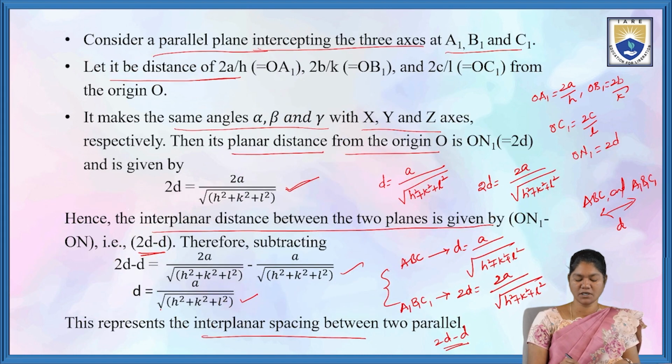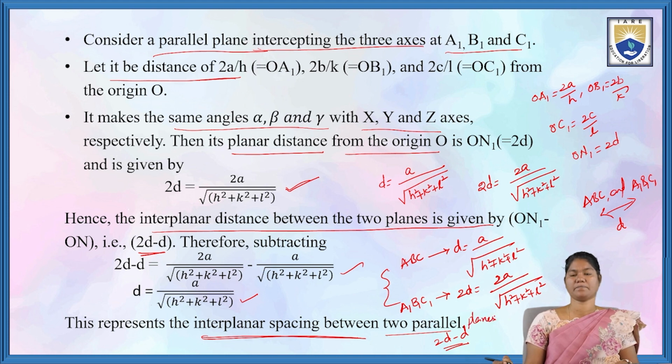Okay, so d is equal to a by root of h square plus k square plus l square. It represents the interplanar spacing between two parallel planes.